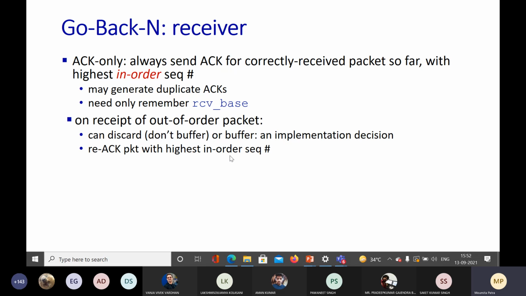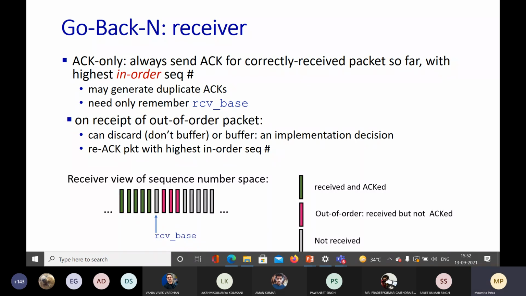So this may sound all a little confusing. It will become very clear with an example. So let's just see what happens. If the receiver receives an out-of-order packet, then it can either discard the packet or buffer the packet, depending upon what kind of protocol you are using.